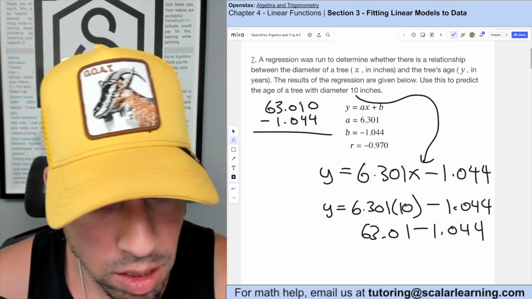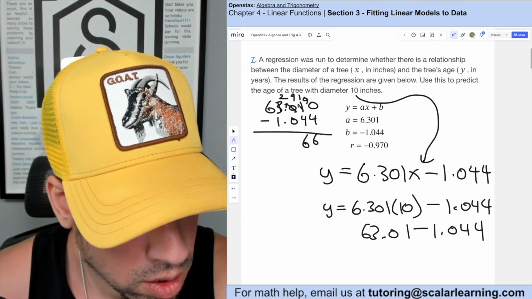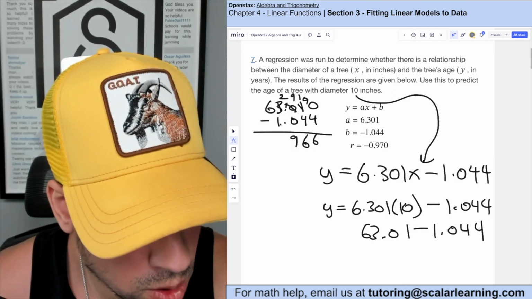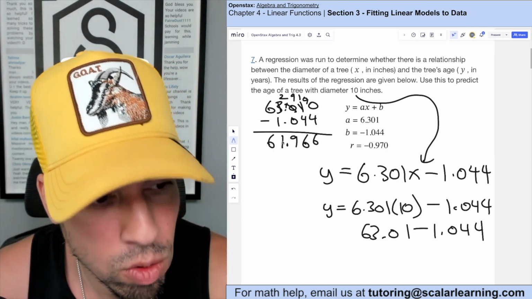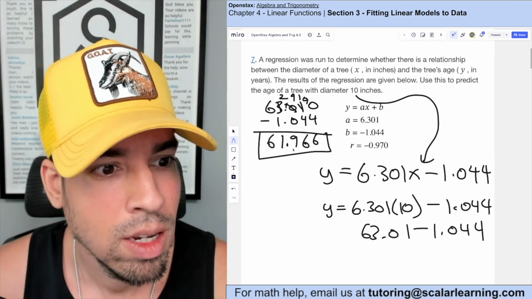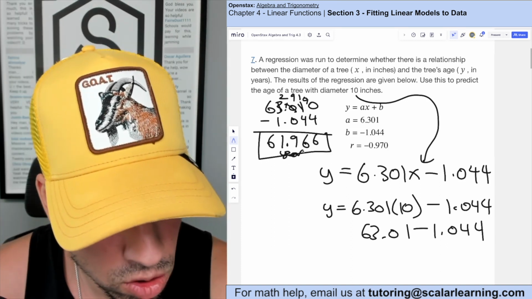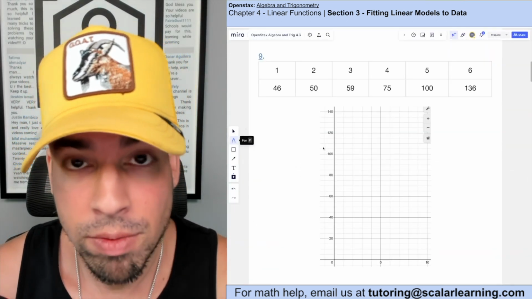So then we've got the setup here. Now we're going to subtract. 10 minus 4 is 6. 9 minus 0 is 9. 2 minus 1 is 1. And the decimal drops straight down. So our answer is roughly 61.966 years. Boom, done.